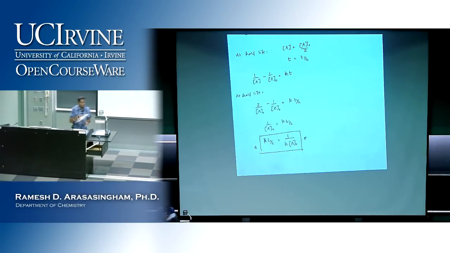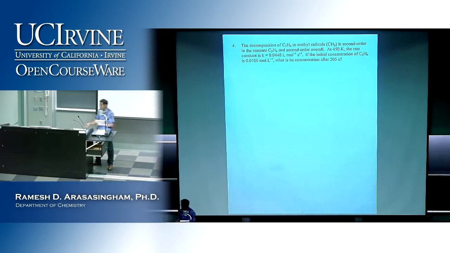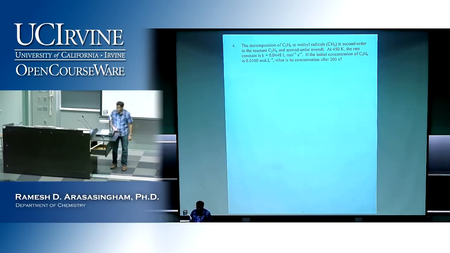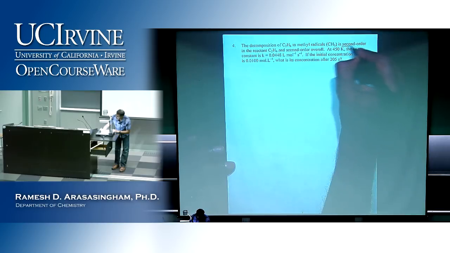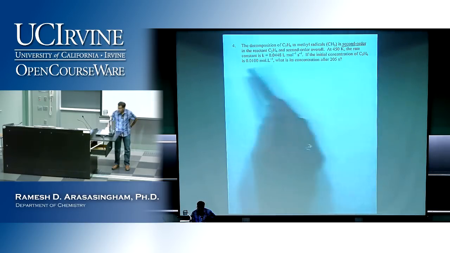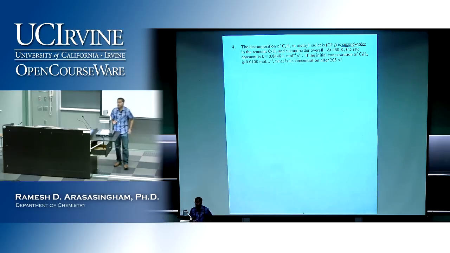So if we turn to the next problem, now we're looking at the application of what we just learned. And so the decomposition of C2H6 to methyl radicals is second order. So that's your key. You're told that it's a second order reaction. It's second order in the reactant and second order overall. There's only one reactant, so you know that it will be overall second order as well. Okay? The rate constant is given. If the initial concentration is this, what is the concentration after 205 seconds?